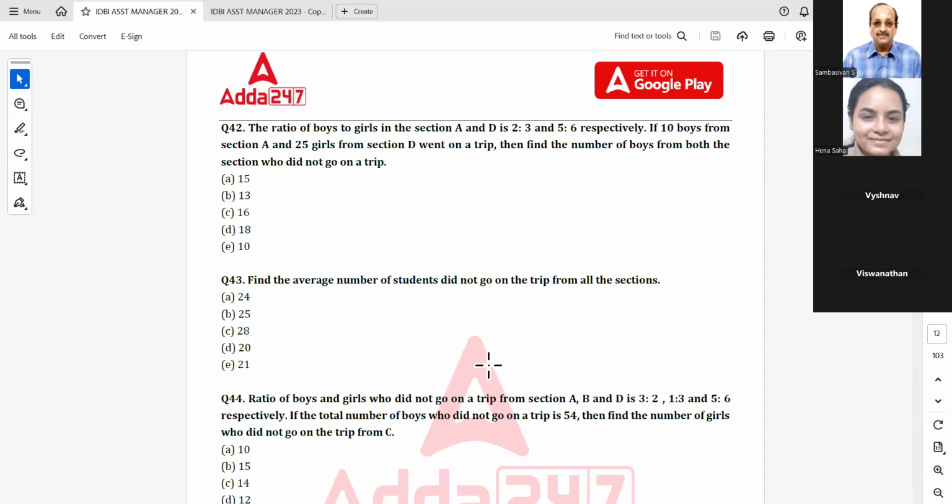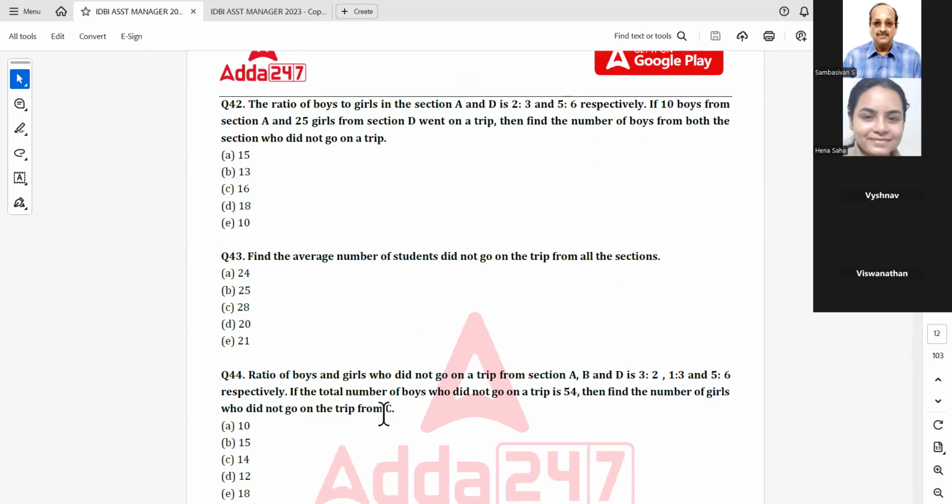There is no need for the number of boys and number of girls. So here the question says, out of the people who did not go, A section 3:2 is boys and girls. Out of 30, 3:2. Then in section B, out of 16, 1:3. Then section D, out of 11, 5:6. Oh, super. It's a good question.